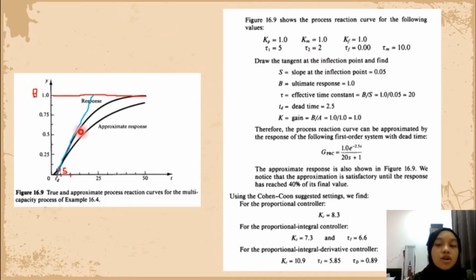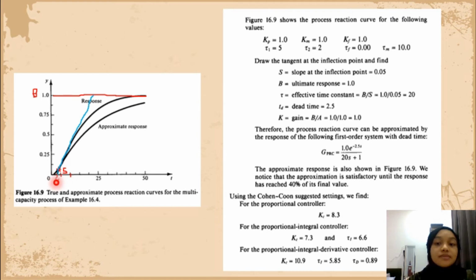This graph shows the process reaction curve for this value. First of all, you have to mark the inflection point, which is the red one here, and then you have to draw the tangent line, which is this blue line. After that, you can find the slope at the inflection point, which is 0.05, and the B is over here, which is 1, and the time constant is B over S, which is 1 over 0.05, which is 20, and the dead time is where the tangent line touches the x-axis, which is 2.5 over here.